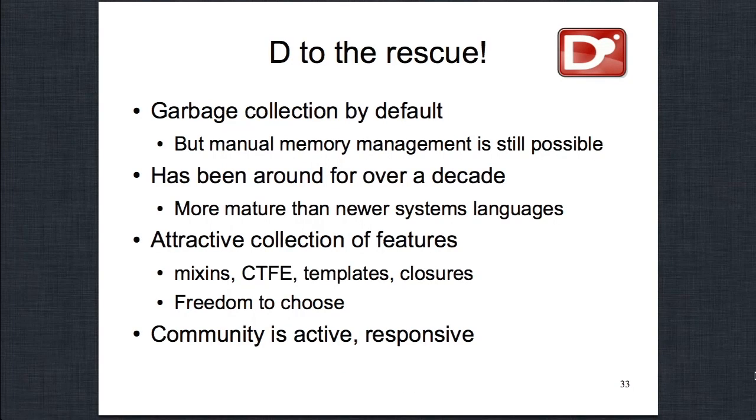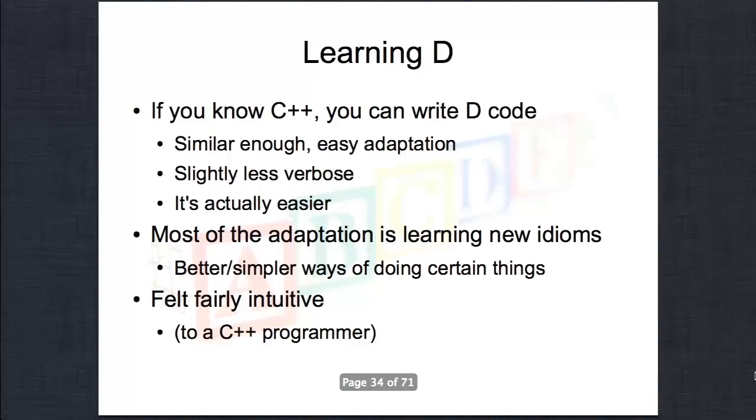But then I found out about D. D has garbage collection by default, but you can still do memory management. It's been around for over a decade, so presumably it's got a fair level of maturity. It's got an attractive collection of features like mixins, compile time function evaluations, templates, closures. And it gives you the freedom to choose among all those features what you think is best for your software. It's also got a very active and responsive community. So those are all the reasons why I chose it.